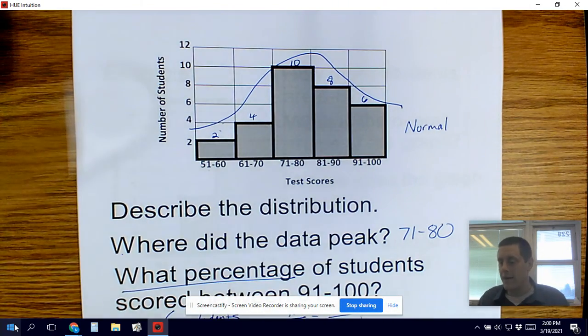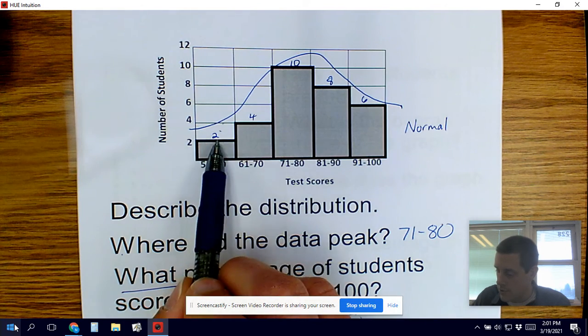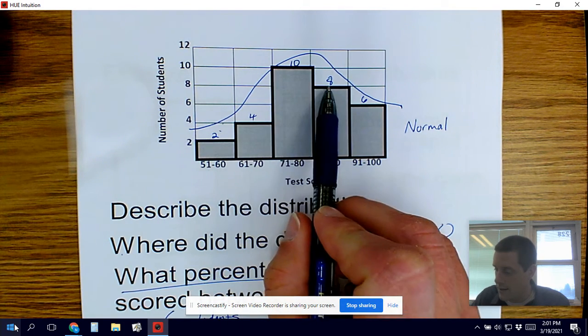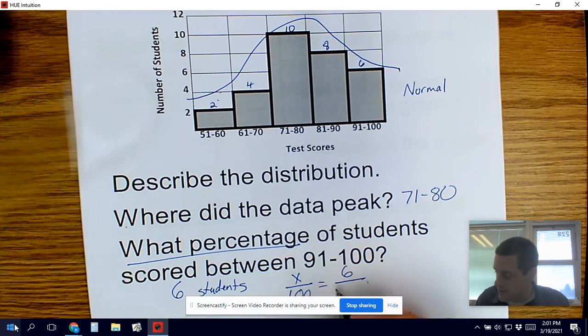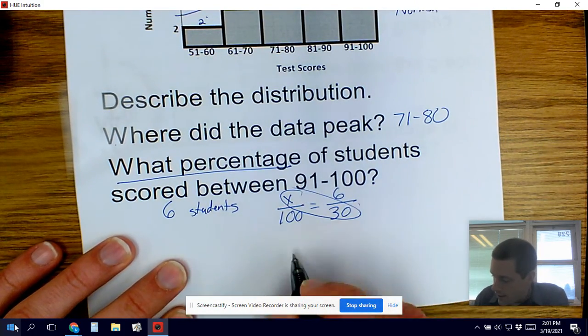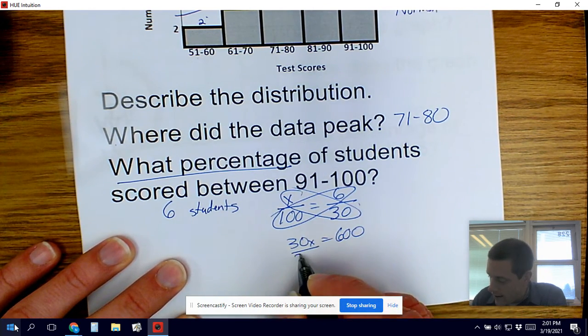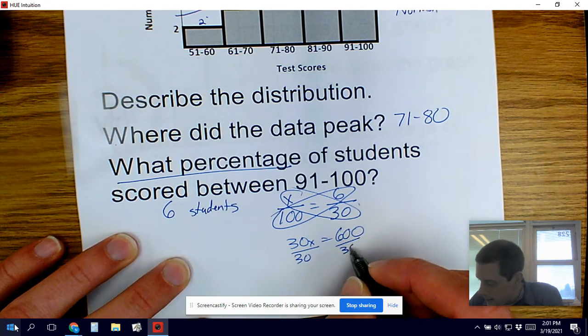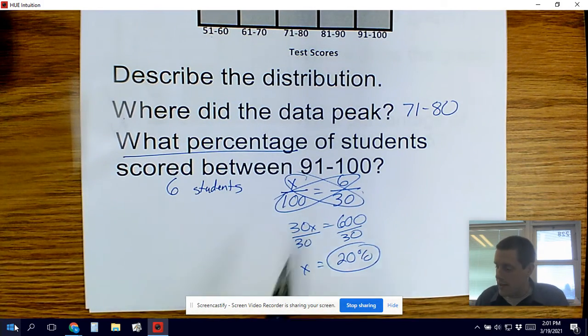So now I want to combine all of those frequencies to get the total number of students whose test scores are represented in this histogram. So 2 plus 4 is 6, plus 10 more is 16, plus 8 is 24, plus 6 more is 30. So there are 30 total students represented in this histogram. So 30 is my whole in my proportion. Now I can cross multiply and solve. 30 times x is 30x. 100 times 6 is 600. I'm going to divide both sides by 30, and I get x equals 20%. So 20% of the class scored between 91 and 100.